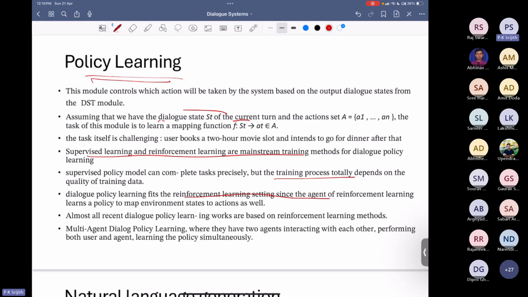So that's the natural way reinforcement learning works, and many of these policy learning approaches are based upon reinforcement learning. And there are different approaches people came up with in policy learning, something called multi-agent dialogue policy learning, where they have multiple agents interacting with each other, imitating a user and an agent and learning the policy simultaneously.